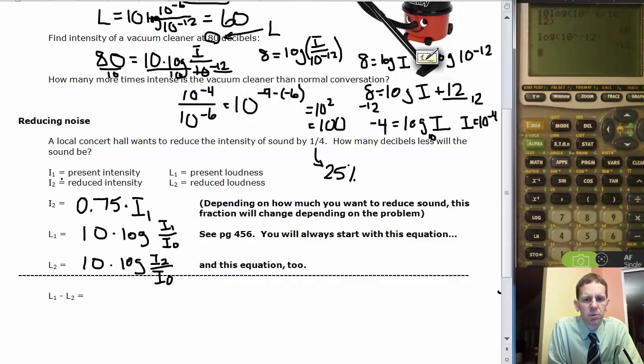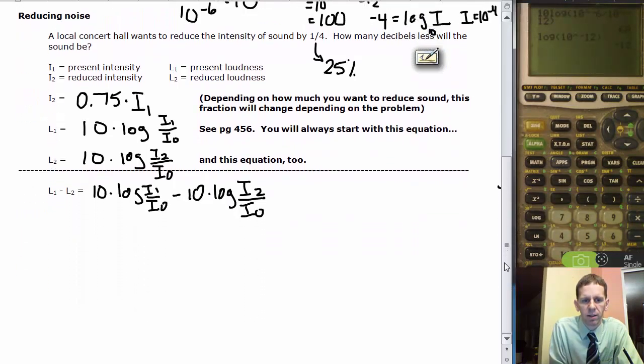How many decibels less will the sound be? Well, to calculate how many decibels less it will be, we'll subtract the two loudnesses, which means we're going to replace L1 and L2 with these formulas that we just calculated. 10 times log I sub 1 over I sub 0 minus 10 times log I sub 2 over I sub 0. Now we're going to work on simplifying this expression.